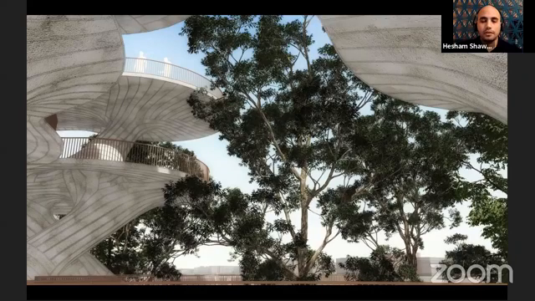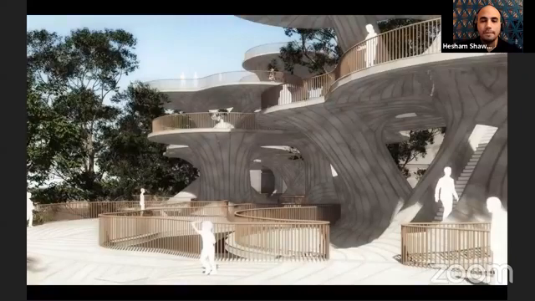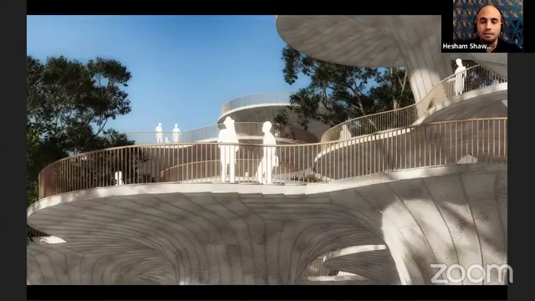And the next render shot shows the interaction between people at different levels. So basically they can interact with each other in different activities. And another render shot.